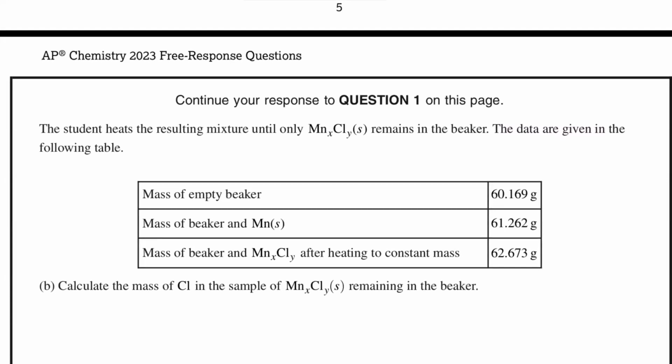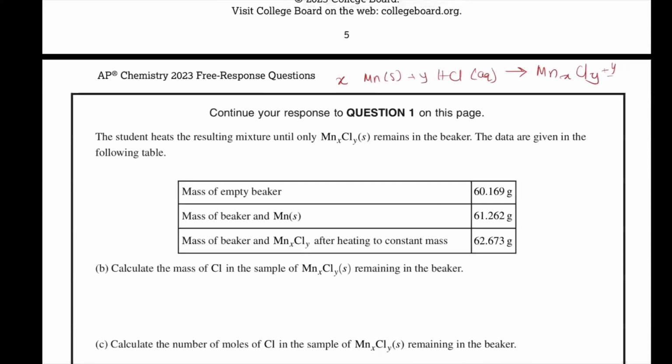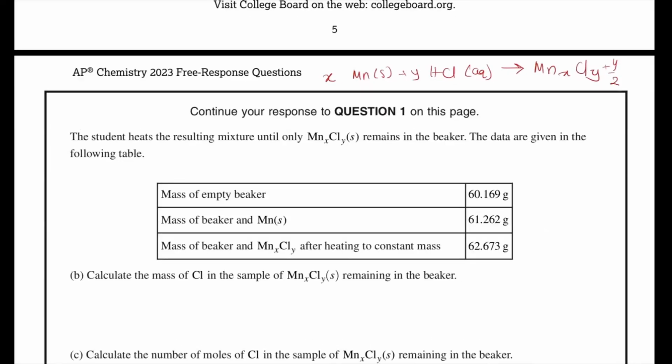So we have x Mn solid plus y HCl aqueous gives MnxCly plus y over 2 H2. Now the student heats the resulting mixture until only manganese chloride remains in the beaker. And these are the data.